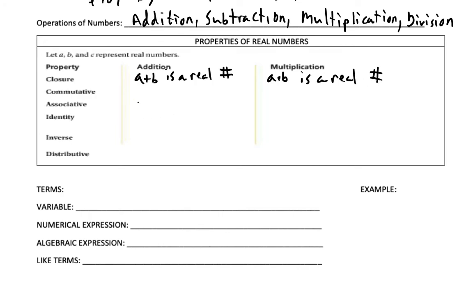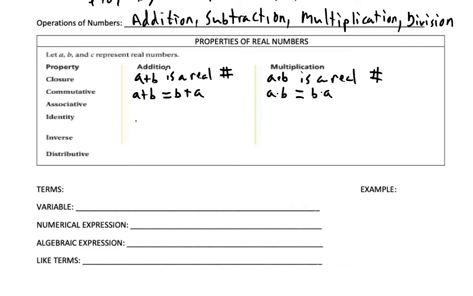What about commutative? Commutative means that we can do things in whatever order we want. So that means that if we add two numbers together, a and b, that's the same as adding b to a. So we can flip the order of what we're doing. This is also true of multiplication. If we're multiplying a into b, that's the same thing as multiplying b into a. Commutative means you can flip what you're doing.